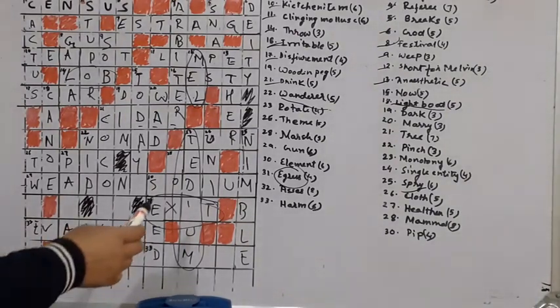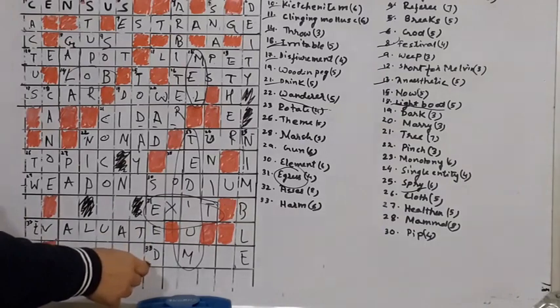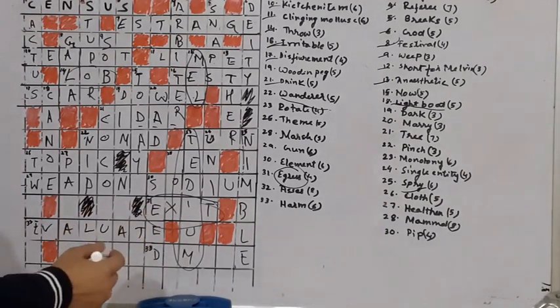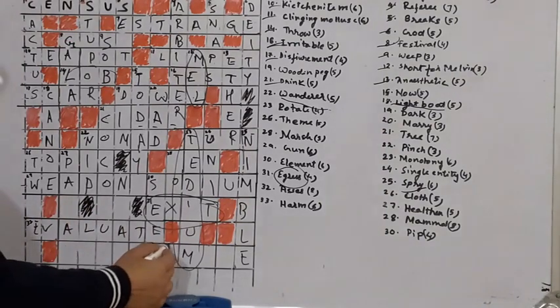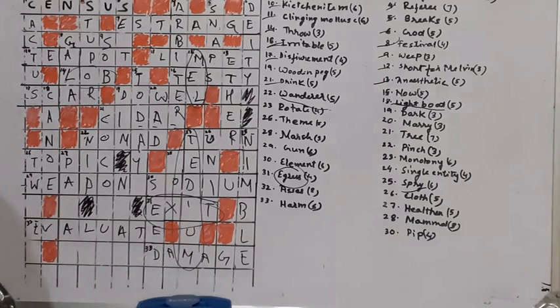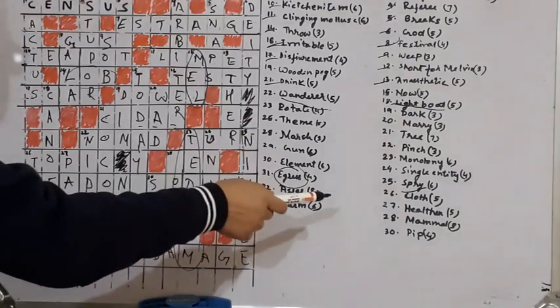We have one remaining here. 33 you can see. That is 33 means harm. Harm, almost it is done. You can see damage. Right? Damage. Okay. So almost I have completed, only 27 I have not done yet.